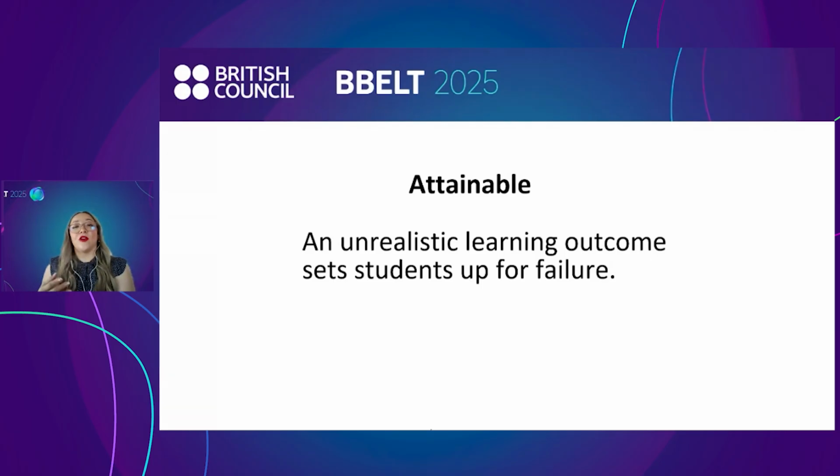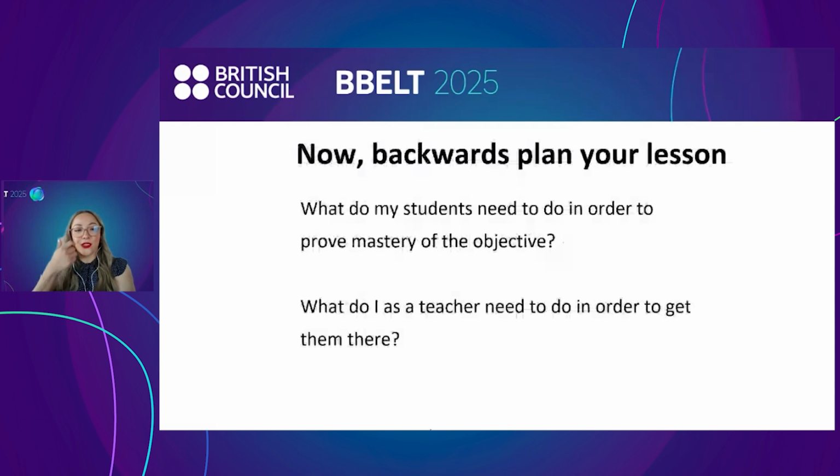We have control over how we teach. If we do not plan correctly, the learning will not take place. Now it's time to backwards plan your lesson. What do my students need to do in order to prove mastery of the objective? And what do I as a teacher need to do in order to get them there? With my objectives done and dusted, now I can start planning which activities will be more likely to get me to those objectives and which will definitely not do so.